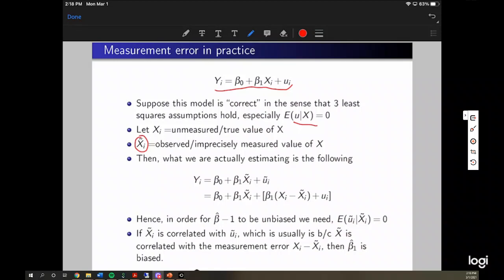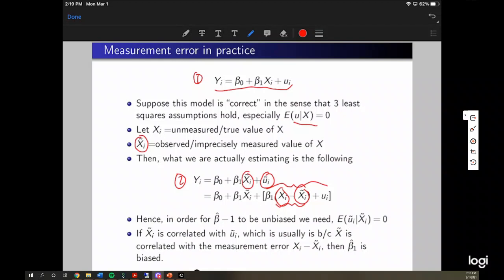Then what we were actually estimating is the following equation. So we want to estimate 1, but in fact we're estimating 2, where we regress y on x wiggle, plus this error term u wiggle, where u wiggle is equal to this bit here. This bit is defined as the additional measurement error, the difference between the true value of x and the mismeasured value of x, times the beta 1 coefficient. But that's unfortunately contained in our error term, so it's unobserved, causing omitted variable bias.